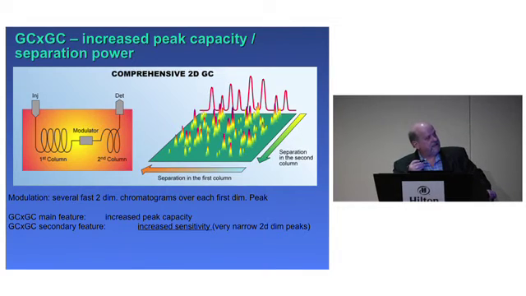So basically, instead of having a one-dimensional separation, you have a two-dimensional separation with some kind of a modulation system in between the first and second dimension, so that you can modulate what's coming off the first column into the second column. And that allows you to have a 3D plot. Instead of a peak area, you could look at peak volume now. And these are the two separations here.